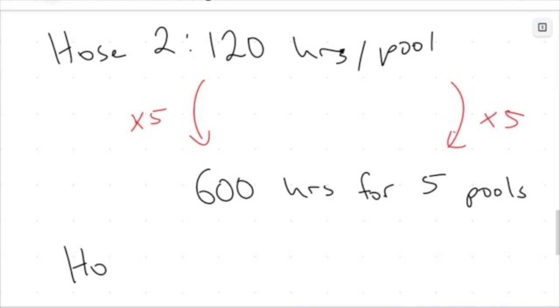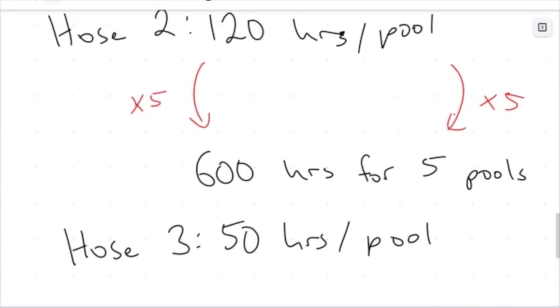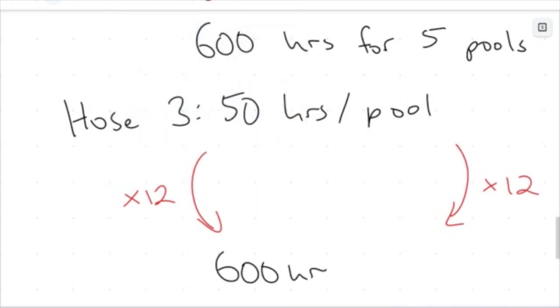And I'm going to keep going along for hose 3. And I have 50 hours per pool. Now this is the quickest hose, right? This is the one that's taking the least amount of hours to fill up the pool. And I want to get from 50 here to 600. And I can do that by multiplying by 12. And I get that in 600 hours, this hose will fill up 12 pools.